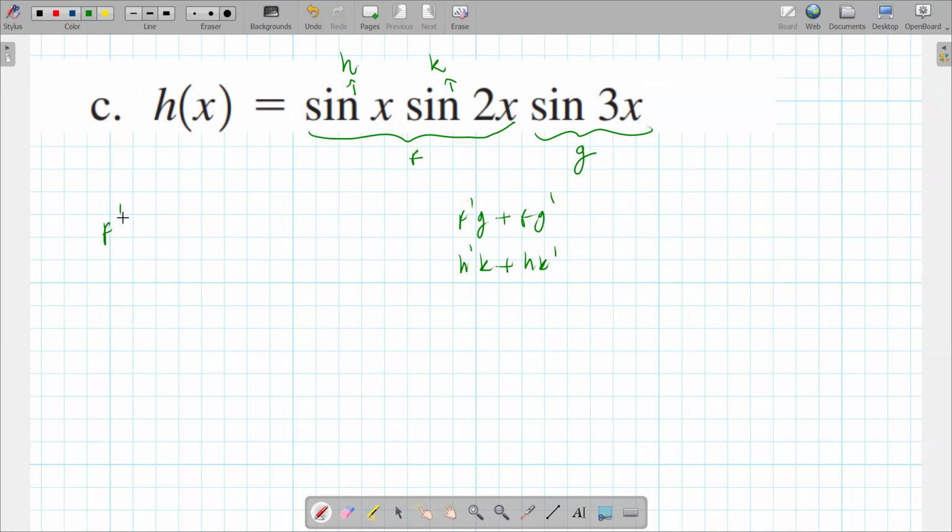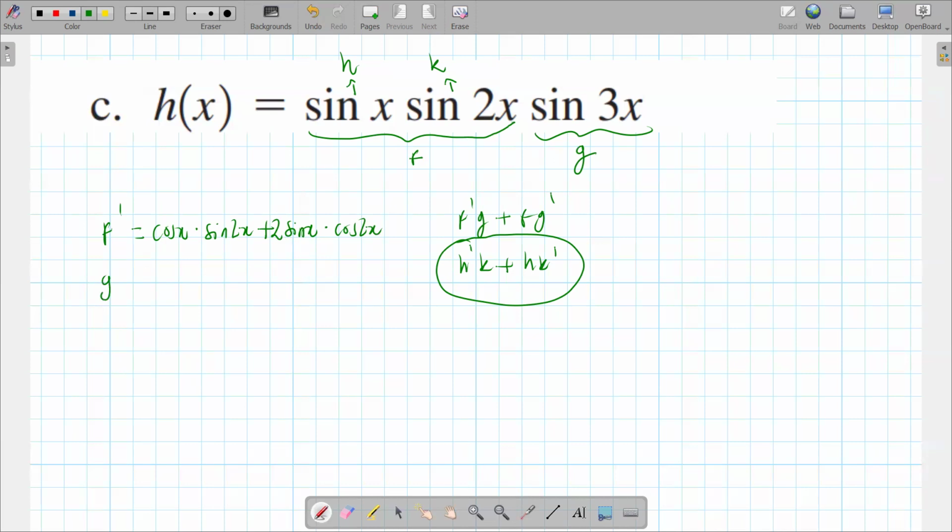Why don't you try it? Tell me what's f prime. You're going to be using this. So it's cosine of x times sine of 2x, yes. And plus sine of x times cosine of 2x, yes. Chain rule, times 2. That 2, I'm going to bring it forward. There you go. So that's f prime.